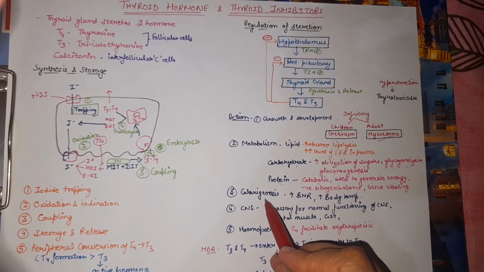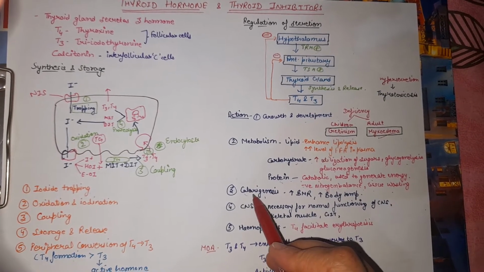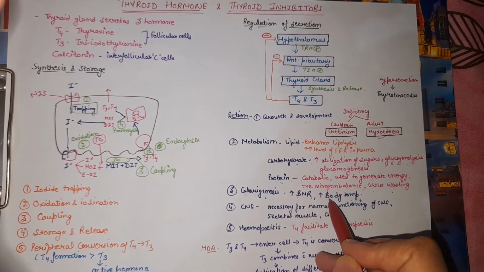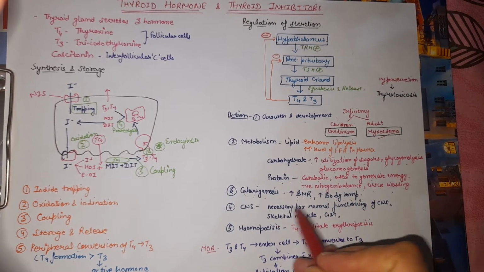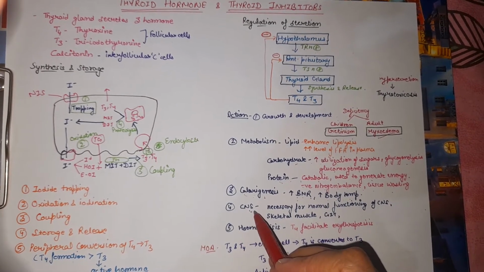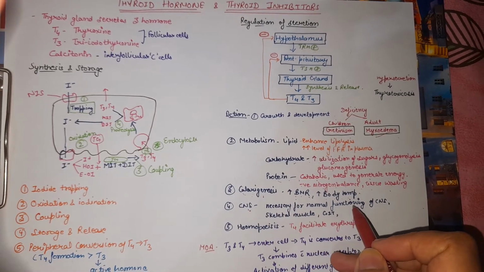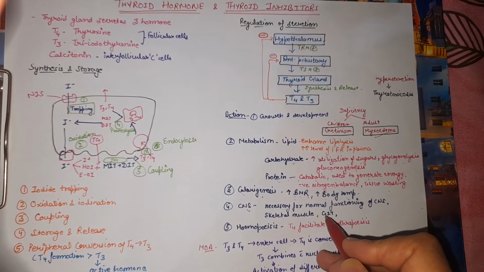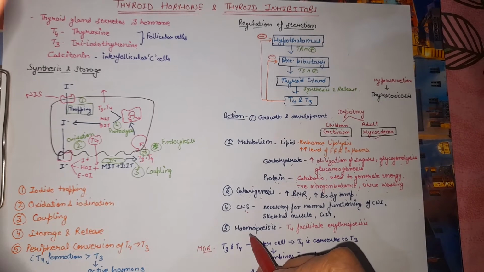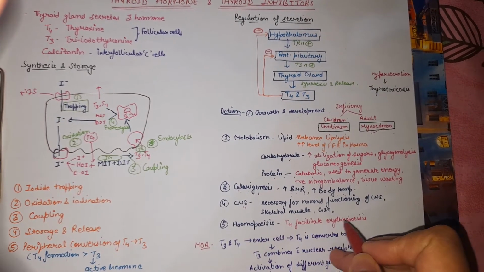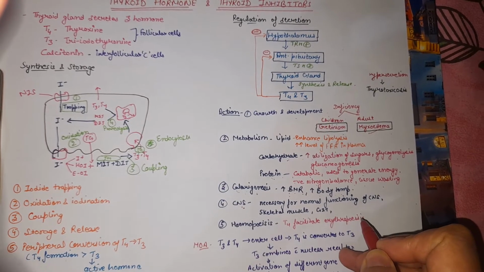Next is calorigenesis, meaning thermogenesis, so they increase the basal metabolic rate, and they also increase body temperature. Next, on the effect on CNS, thyroid hormone is necessary for the normal functioning of CNS, skeletal muscle and GIT. Next action is on blood cells, that is hemopoiesis. T4 facilitates erythropoiesis, that is formation of RBCs.